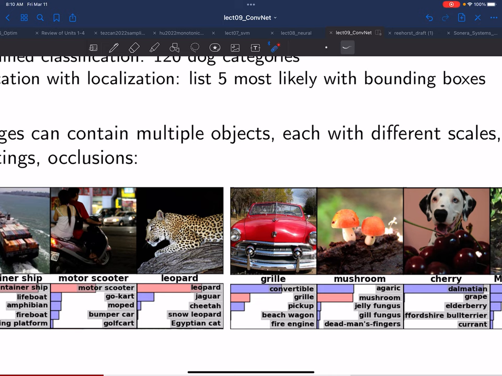What we see on the bottom are, for one of the classifiers, the top five classes it was predicting, and the size of the bar shows the confidence in that particular class. So this classifier was very confident this is a Dalmatian, but with less confidence, it could be grapes or elderberries and so on.